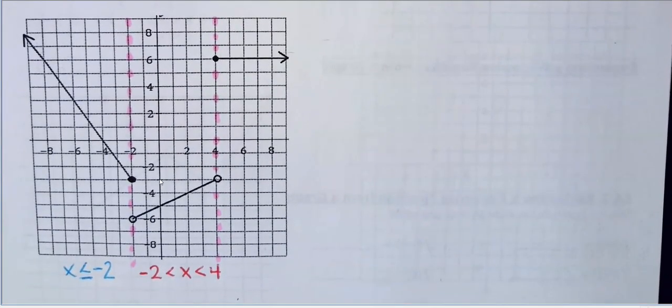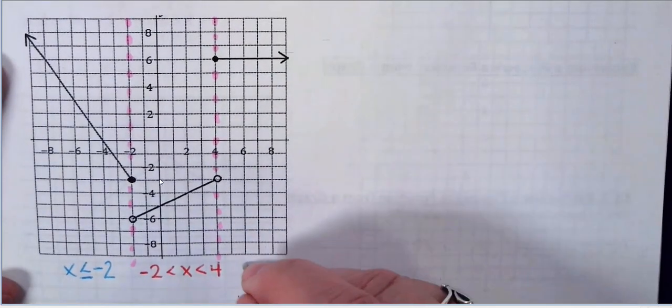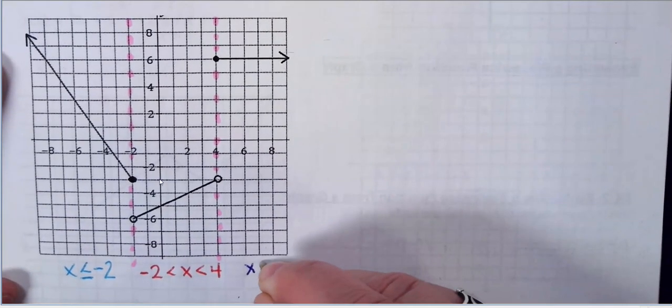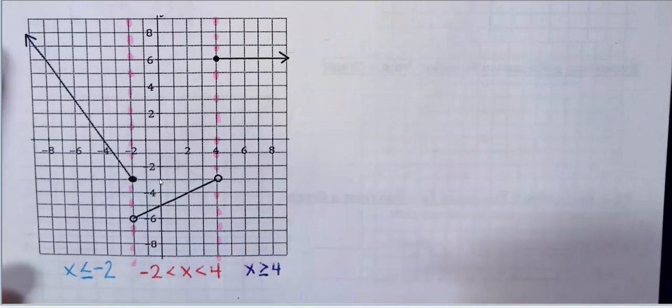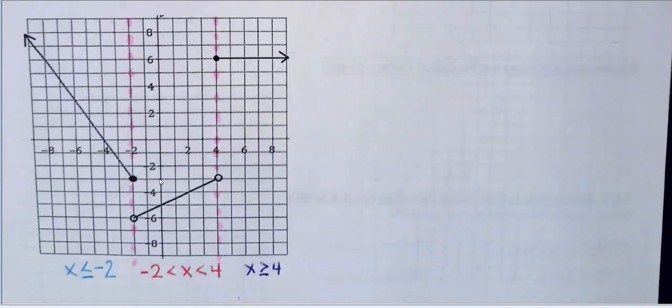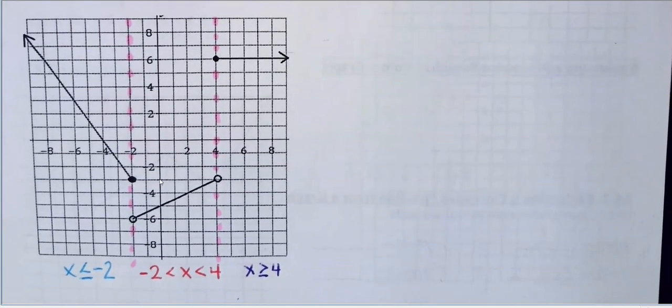And then the third piece switches over at 4, but that points to the right. So that third piece is going to be used for x values, filled-in circle, that are greater than or equal to 4. That's the hardest part for people, is writing the domain. Usually if you write the equation of the line, it's not too bad. It's telling me where I am using that piece.